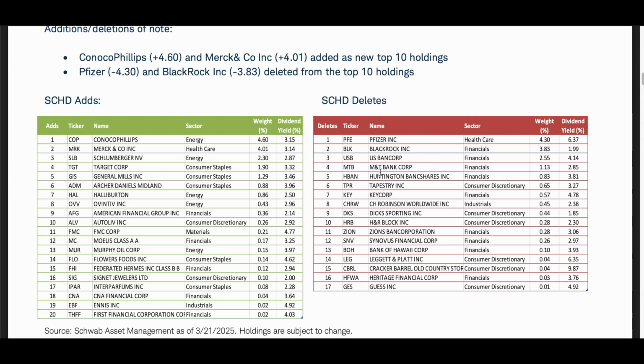And come 2026, we're going to see this again, guys. There's going to be probably another 20% portfolio turnover. There's going to be additions. There's going to be deletions. And that's okay, because I trust SCHD for its strict criteria to get the 100 best dividend paying companies in the fund.